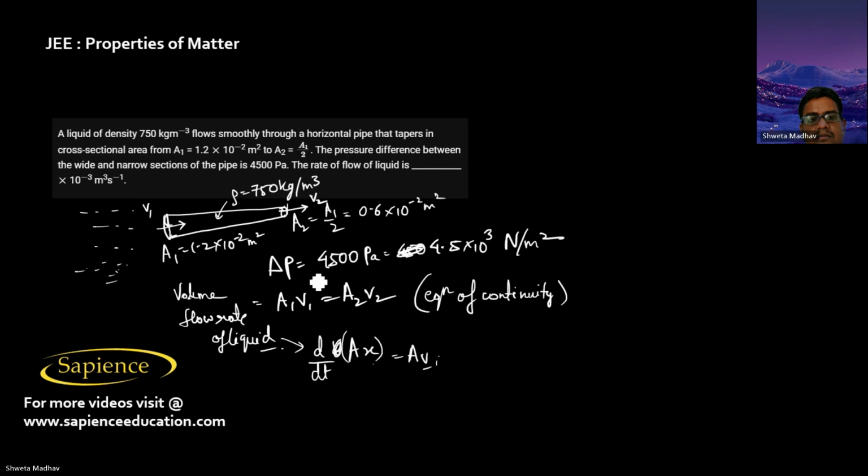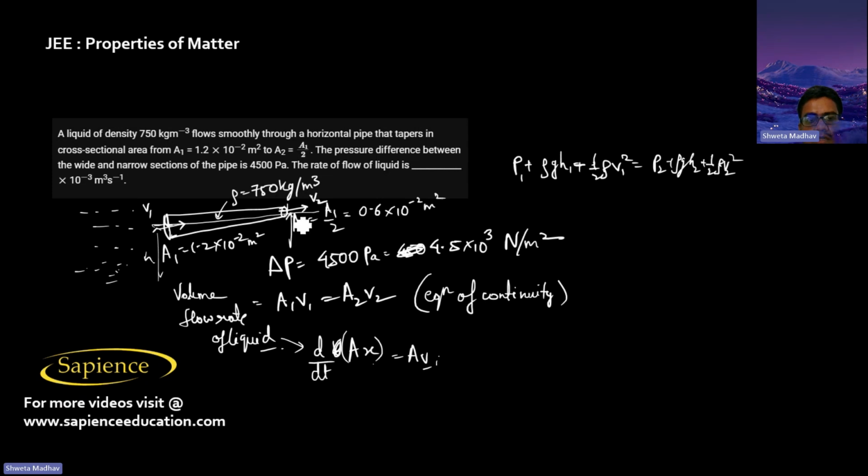Now here the pipe is horizontal, so it means the height is the same. So therefore we can say P1 plus rho g h1 plus half rho V1 square is equal to P2 plus rho g h2 plus half rho V2 square. But here h1 and h2 will be the same, since both the ends are at the same height, since it is told that the pipe is a horizontal pipe. So these two I can cancel.